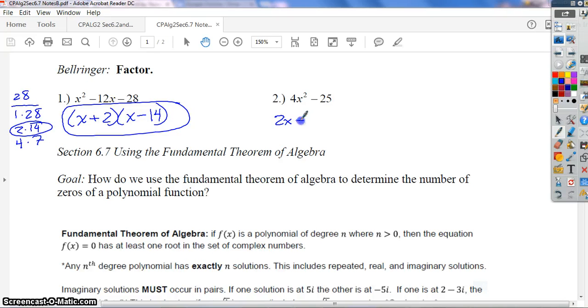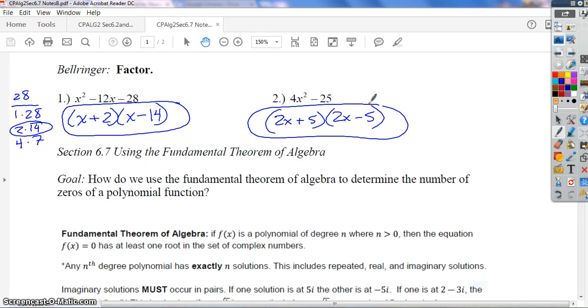This looks like the difference of squares, and that's exactly what we have here. They're both perfect squares. And that would be it for 2. Now let's talk about what 6.7 is talking about, the fundamental theorem of algebra.